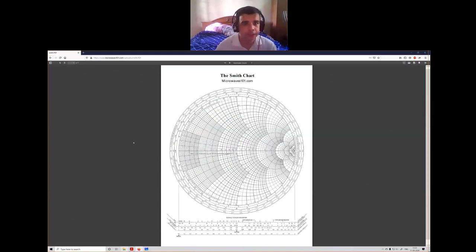Any point, so what I want to say here is, suppose this is my zL. So yL would be, we draw a constant VSWR circle. The center will obviously be at origin. So this would be my yL. Right?